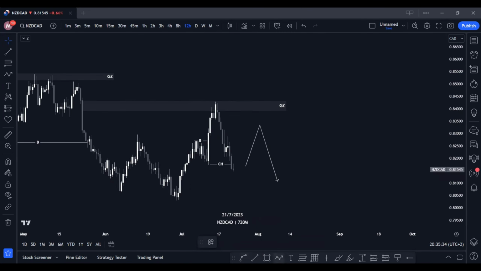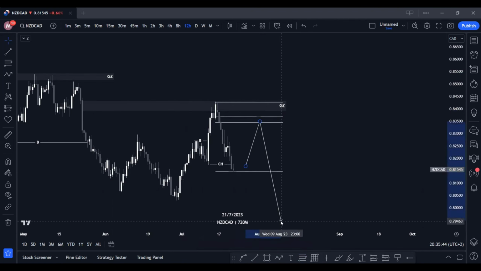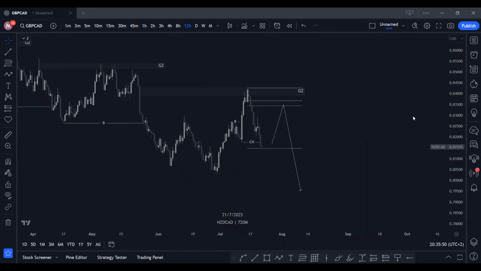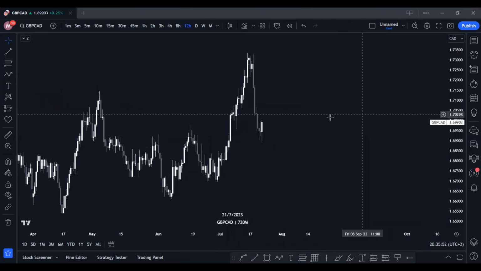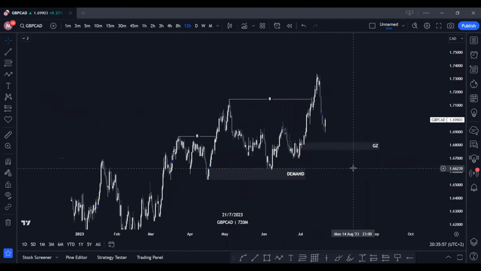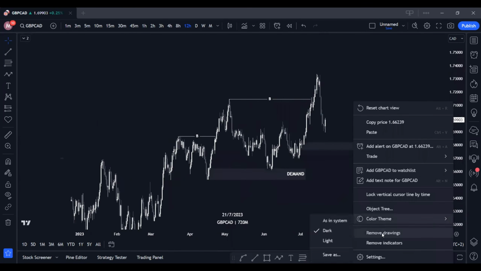So immediately when we have this, we'll be looking to take our entries off this confirmation entry here, and we'll be looking to take our profits at this low here. Okay, so that's it for NZD CAD. Let's move on to GBP CAD. Okay, the pound CAD. Let me just remove everything.